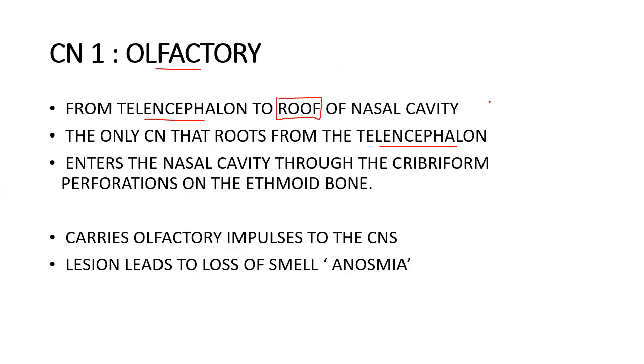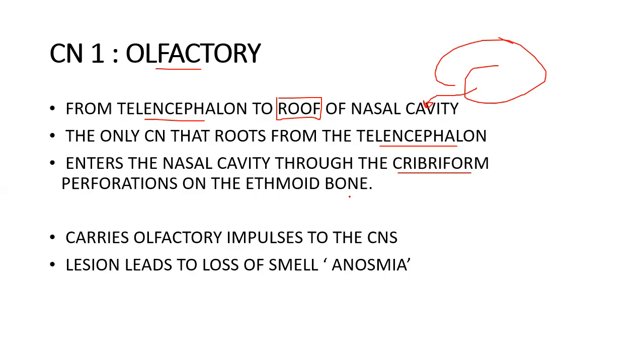When I talk about the hemispheres, I'm talking about these structures. Let me try to just illustrate. So that hemisphere, it's rooting straight from that hemisphere, and straight from there it goes onto the roof of the nasal cavity. How does it get there? It enters the nasal cavity through the cribriform plate of the ethmoid bone.